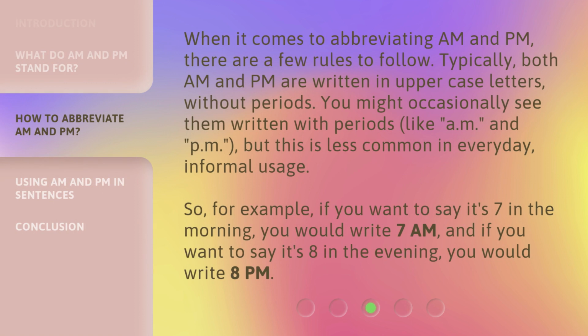When it comes to abbreviating AM and PM, there are a few rules to follow. Typically, both AM and PM are written in uppercase letters, without periods. You might occasionally see them written with periods, like a.m. and p.m. But this is less common in everyday, informal usage. So, for example, if you want to say it's 7 in the morning, you would write 7 a.m., and if you want to say it's 8 in the evening, you would write 8 p.m.